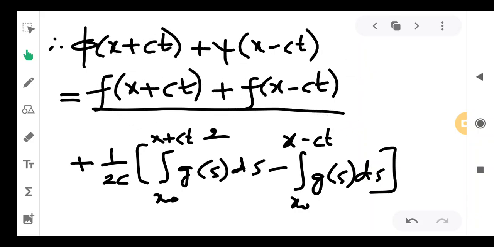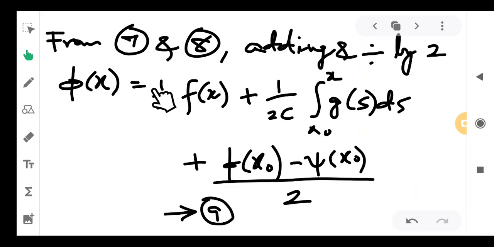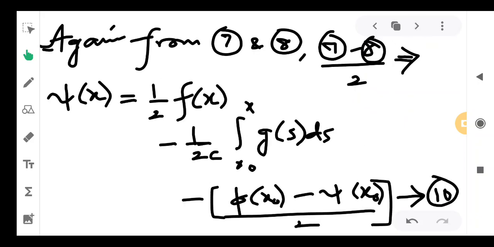and the value of this from equation number 9 will be taken. Here is phi of x. Therefore, replace x by x plus ct. You already get phi of x plus ct equal to 1 by 2 f of x plus ct, plus 1 by 2c integral x naught to x plus ct, wherever x is visible you replace x by x plus ct. Here this is a constant, so x naught is also constant. Therefore, you will be getting it like this.